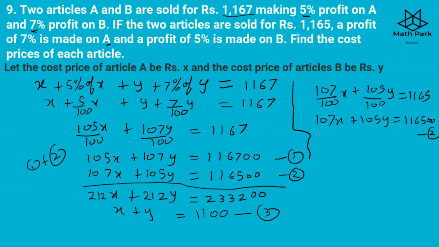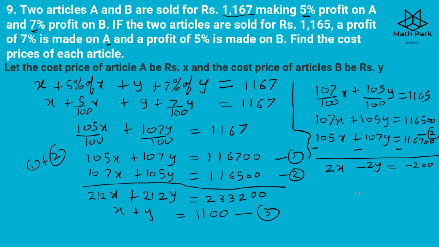So we will write here the first equation, which was 105x plus 107y is equal to 116700. Now we are going to do equation 1 minus equation 2. So we get 107 minus 105 is 2x minus 107, and this becomes minus 2y is equal to 116700 minus 116500. We get minus 200.